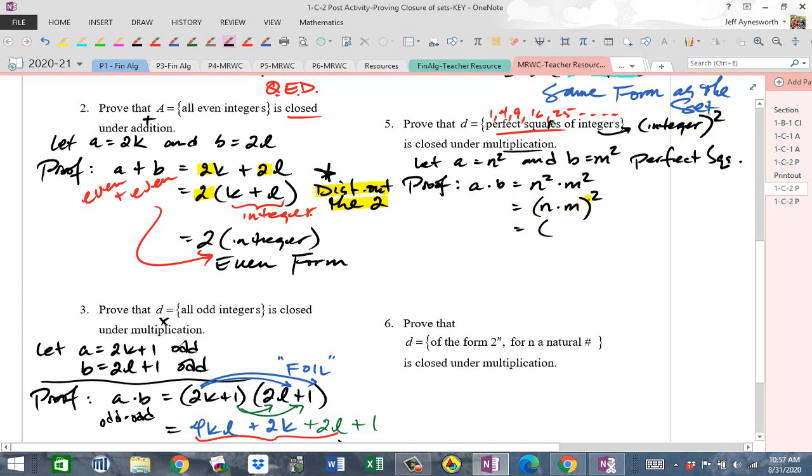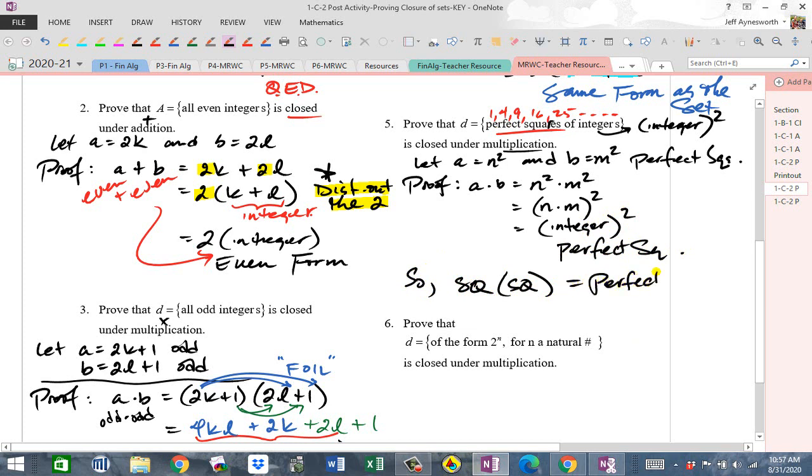Well, is an integer times an integer an integer? And the answer is yes. We talked about that in every single previous problem. So this is an integer squared, which means it has to be a perfect square. Okay? So you take a square times another square, and you get another perfect square, and that's why it's closed. A square times a square gives you another square.